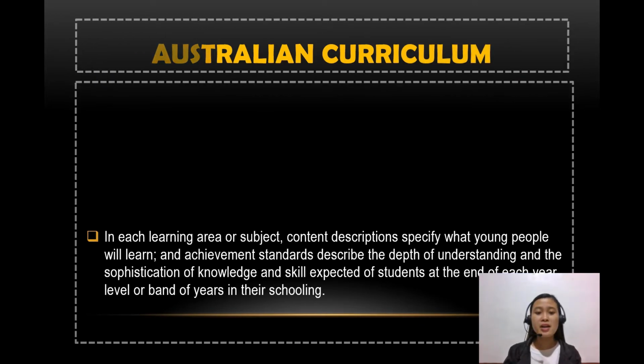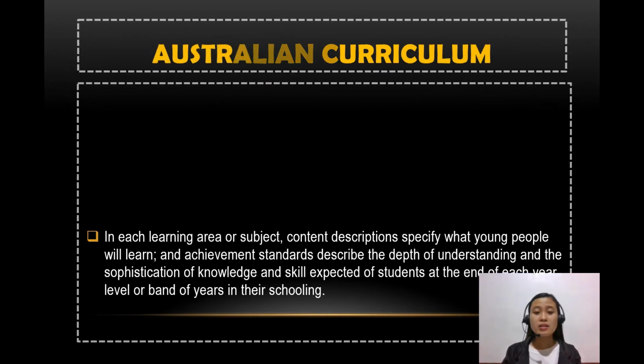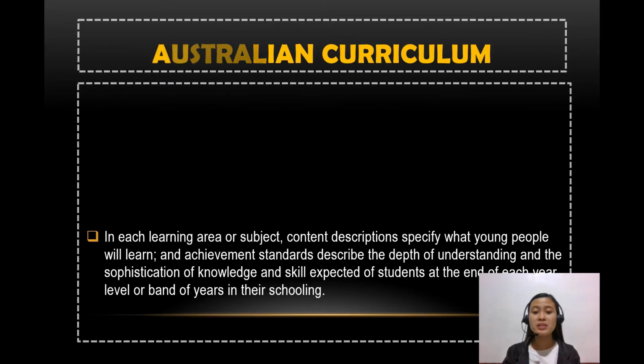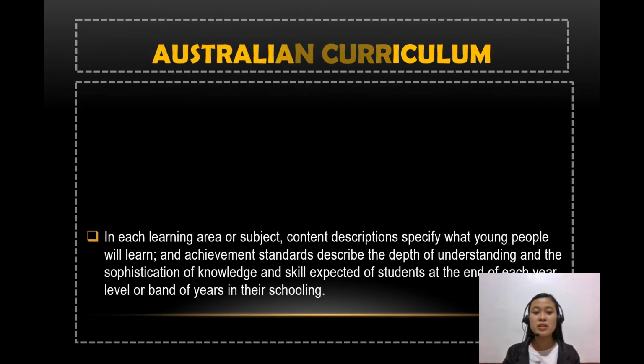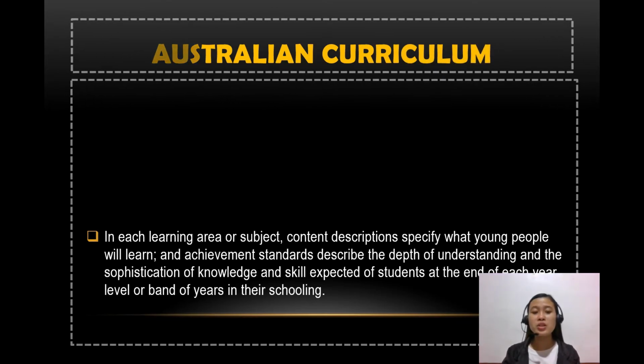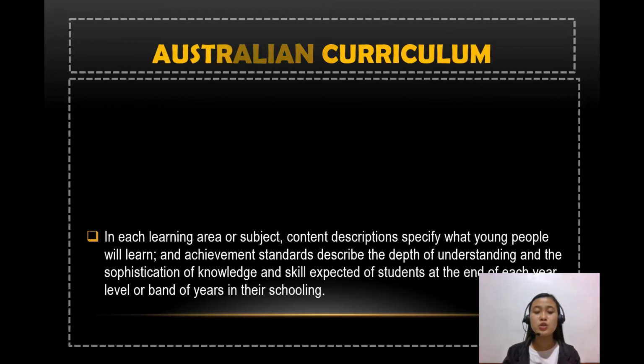In each learning area or subject, content descriptions specify what young people will learn, and achievement standards describe the depth of understanding and the sophistication of knowledge and skill expected of students at the end of each year level or band of years in their schooling.